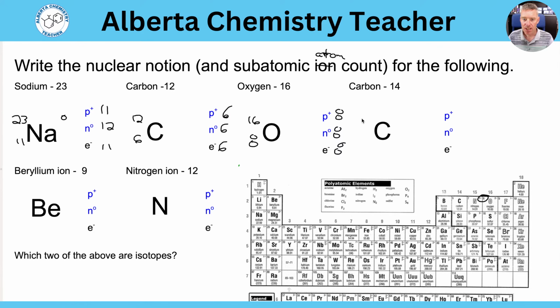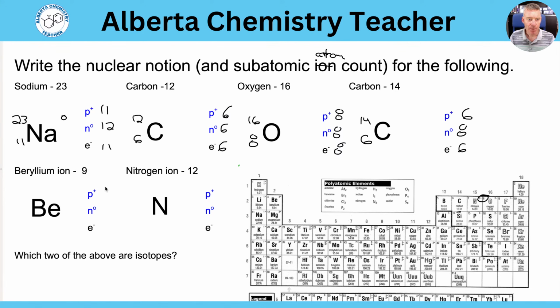Last, carbon-14, a pretty rare form of carbon. Our table shows us the average on Earth is 12, so this isn't a very common form. So we've got 6 protons. To keep it neutral, we got 6 electrons, and the difference between 14 and 6 is 8.